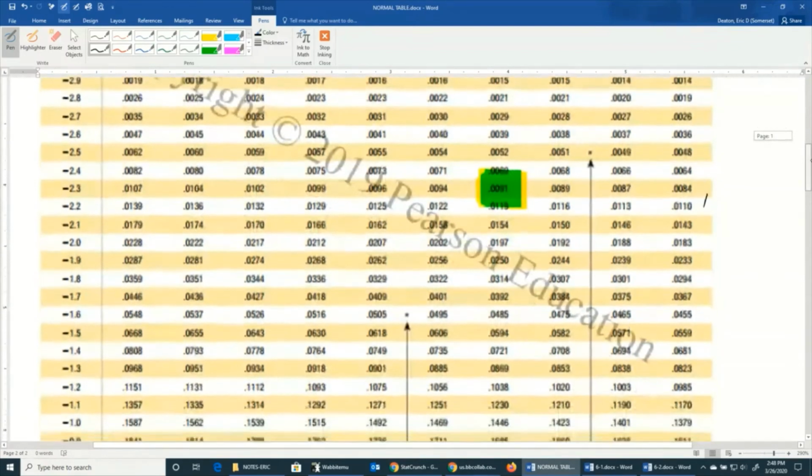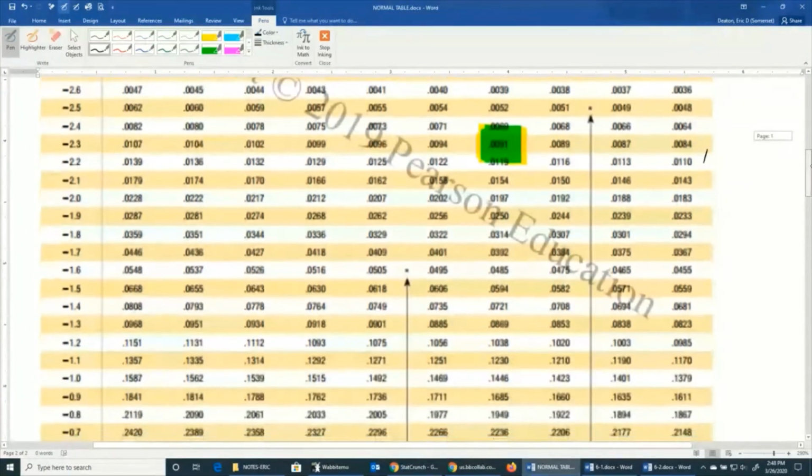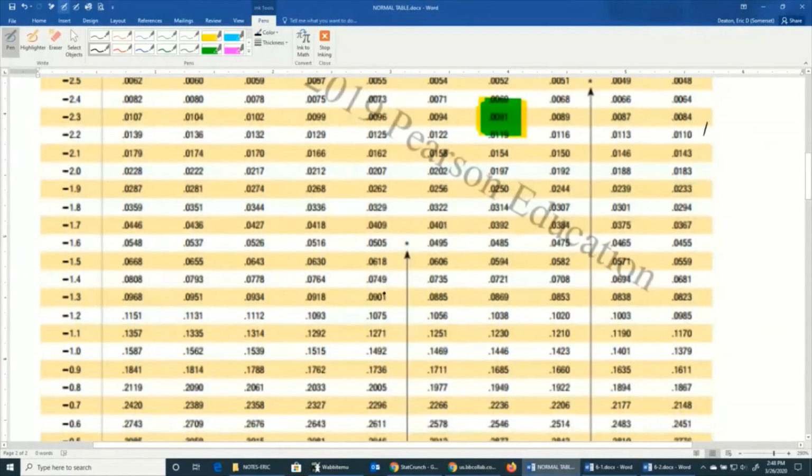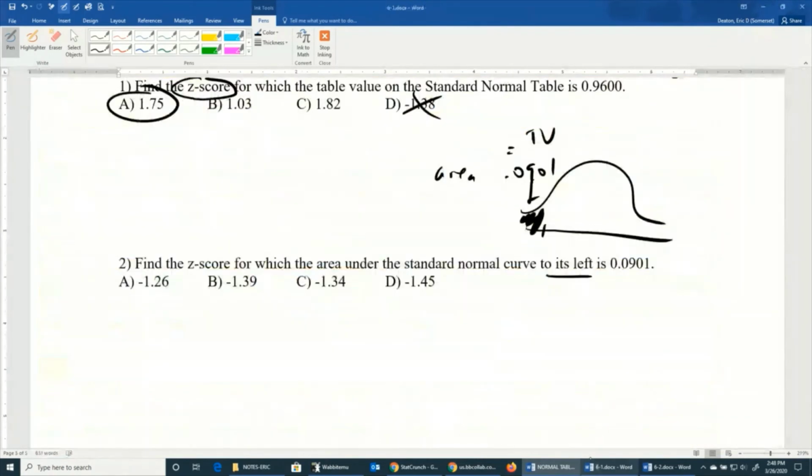Okay, watch these numbers. 0.0901. Where's it at? Oh, there it is. 0.0901 is right there. So that's going to be negative 1.34, which is right there. Did you catch that? This example is for down here.